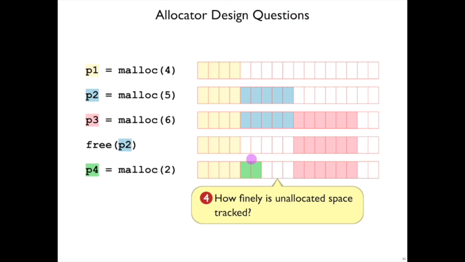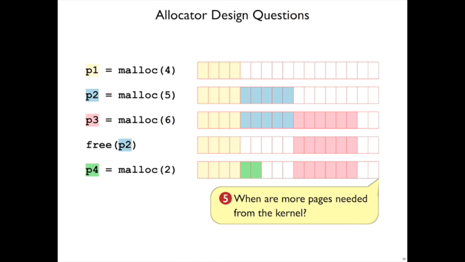When it breaks up pieces of an unallocated region, then there's a question of how finely it tracks those bytes that have not been used. Does it give up after a certain threshold, or does it finally track every single byte? And finally, there's a question of how often does the allocator need to request more pages from the operating system, and under what circumstances does it do that? When we answer these five questions, then we get a basic allocator design.